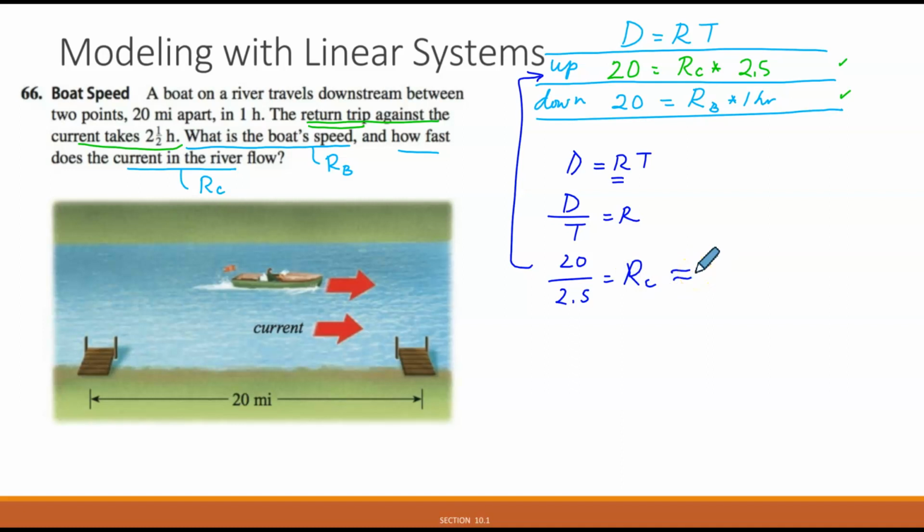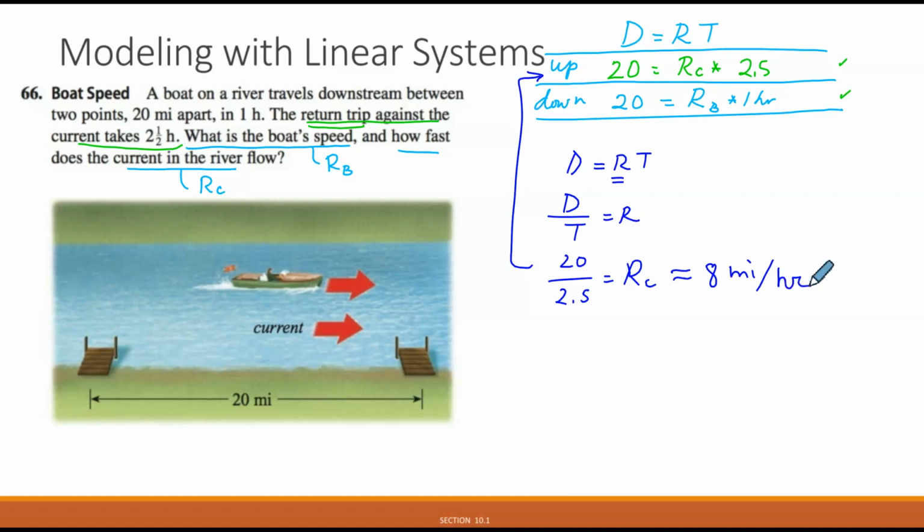Okay, so in our calculator, we're going to take 20 divided by 2.5, and that gives us the current is 8 miles per hour. Okay, so miles per hour.